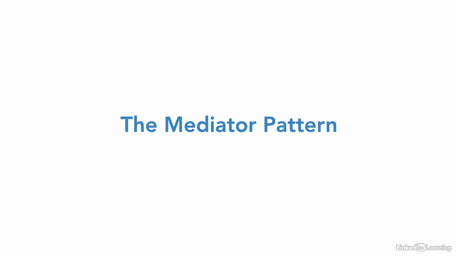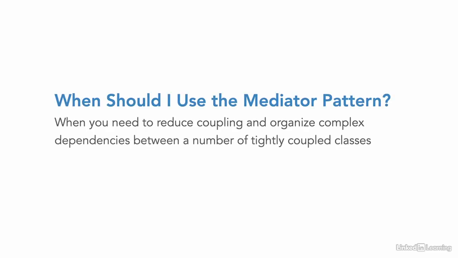Okay, let's take a look at our next design pattern, which is called the mediator pattern. The mediator pattern is generally used when we have a number of classes that are all interdependent on one another in complex ways. When this happens, it can very often lead to complex and tightly coupled code, and using the mediator pattern can help us simplify and keep better track of our dependencies, as well as reduce this tight coupling.